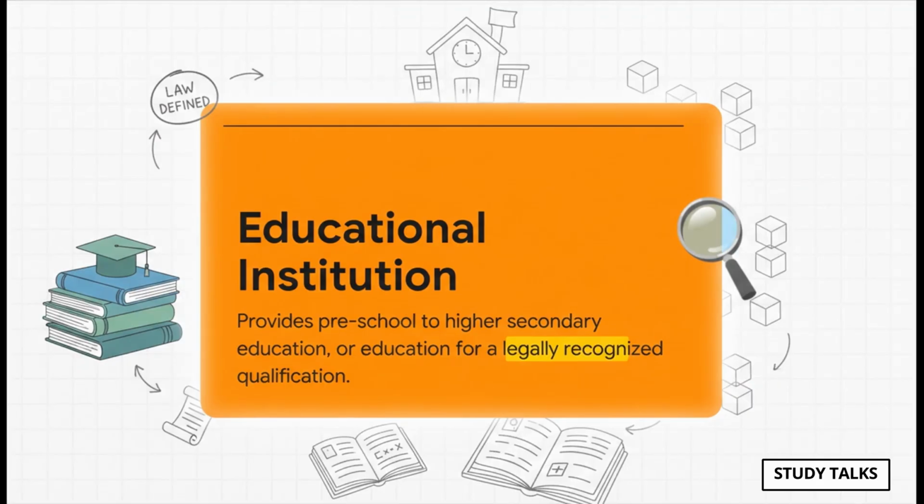See? Under GST, it's not just any place that teaches something. The law is very, very specific. It's basically broken down into three buckets. First, your typical schools, from preschool all the way up to higher secondary. Second, institutions like colleges that give you a degree recognized by law. And third, any approved vocational courses. This definition is our foundation, so you have to know it.